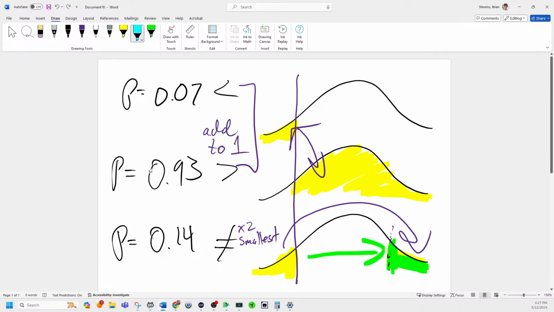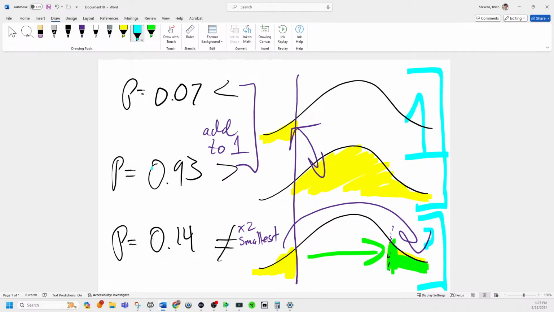Where are the one-sided tests? Yep, these are the one-sided tests. They only shade one side. Here is the two-sided test, the two-tailed. Two-sided does not equal. So the two-tailed goes both ways right there.